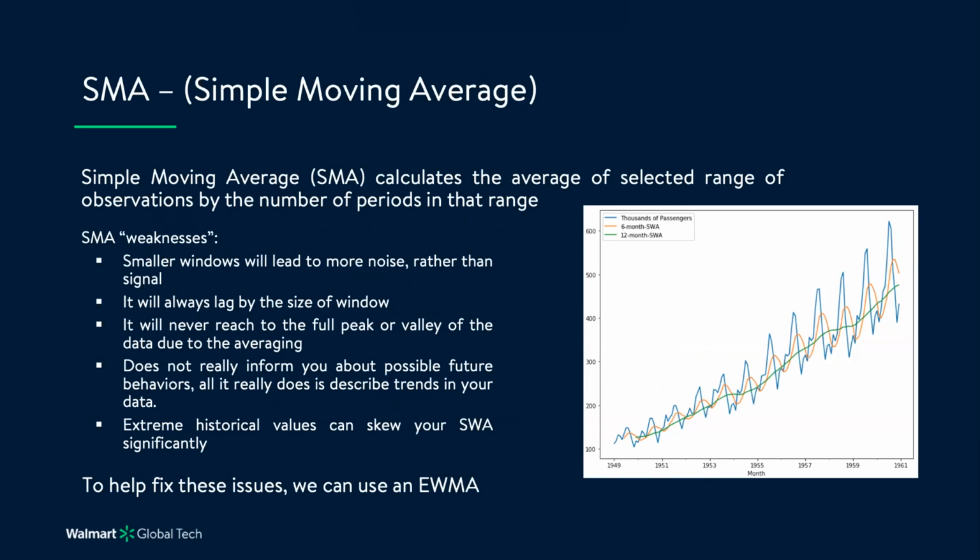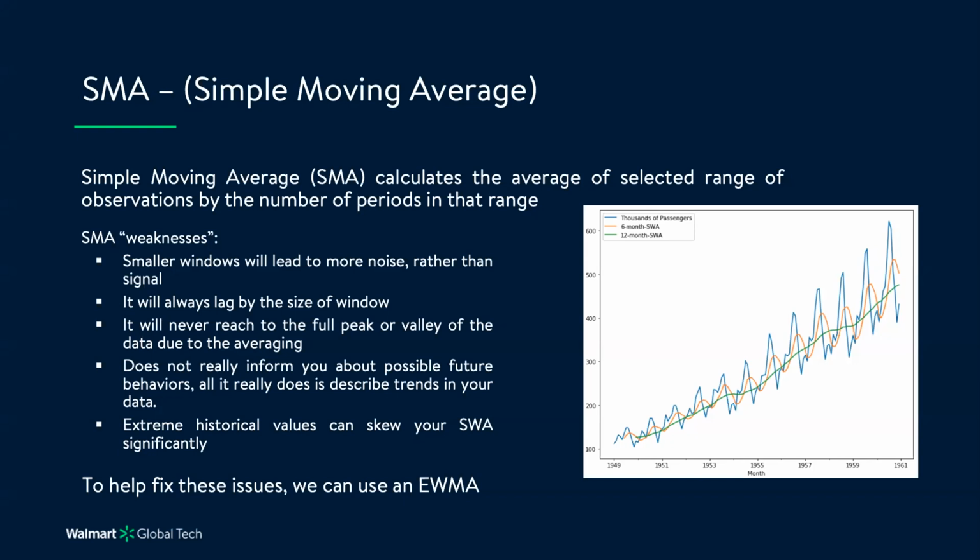What it does is it basically calculates the average of the values within a selected bound range and the number of periods within that specific range. So the number of periods here essentially tells how far back in the past your window size should be, such that it can smooth out the distribution.